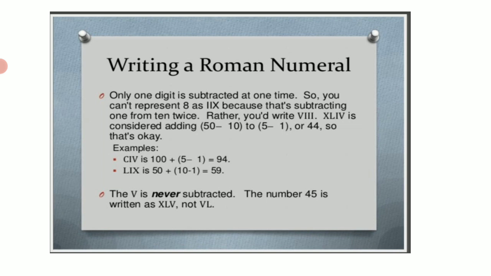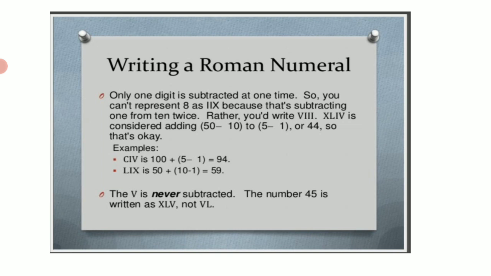XLIV is considered adding. L stands for 50 and X is towards the left of L, that means 50 minus 10, that is 40. And in IV, V is 5 and I is towards the left of V, that means 5 minus 1 is 4. So it becomes 40 plus 4, that is 44.